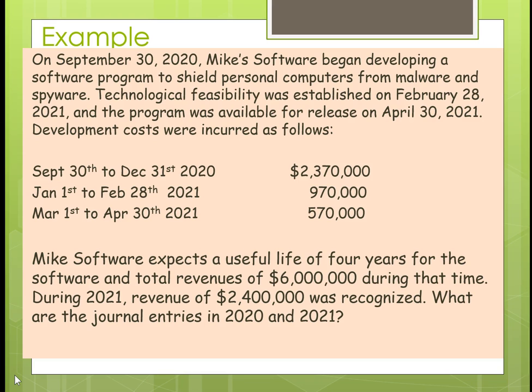Well, right from the beginning, we know that for 2020, we're going to go ahead and expense the $2,370,000 because that was before technological feasibility. In 2021, we'd also expense the $970,000 because that also is before technological feasibility. But the costs between March 1st to April 30th, we would be able to capitalize and then amortize, depending on what method we use, because it's at the point they have reached technological feasibility.